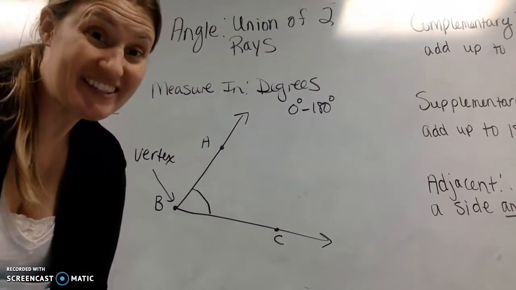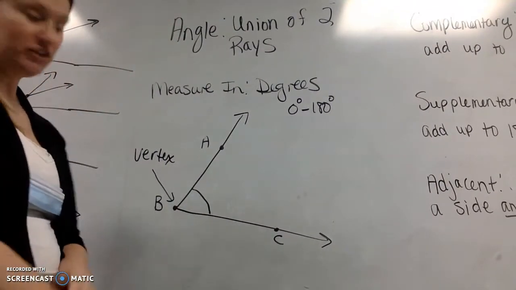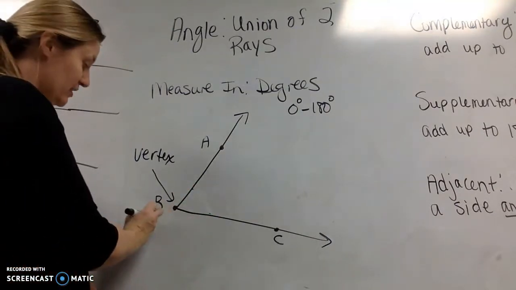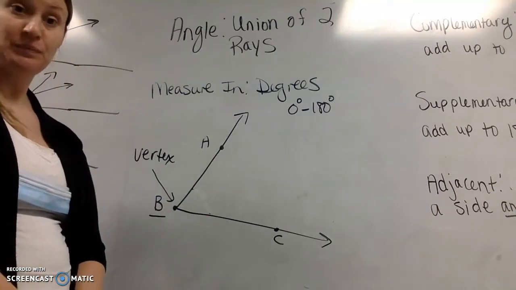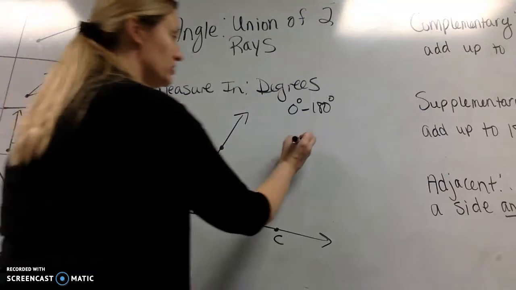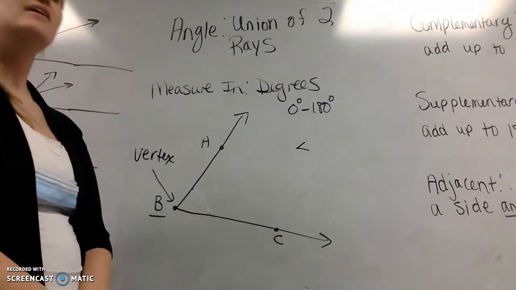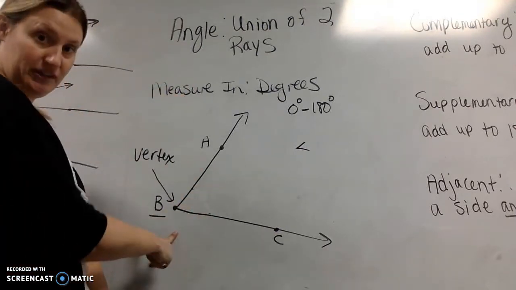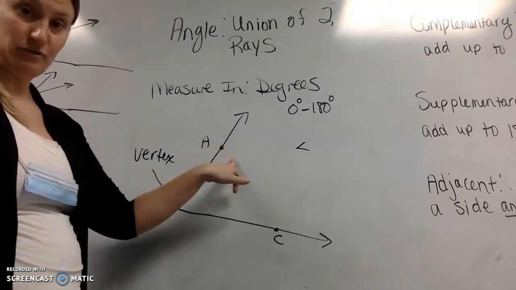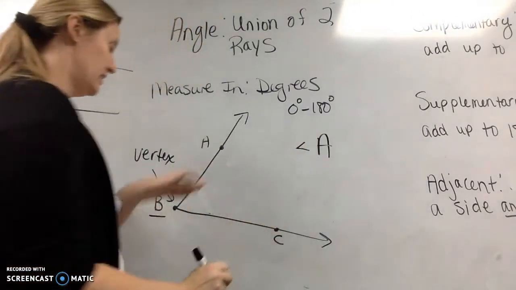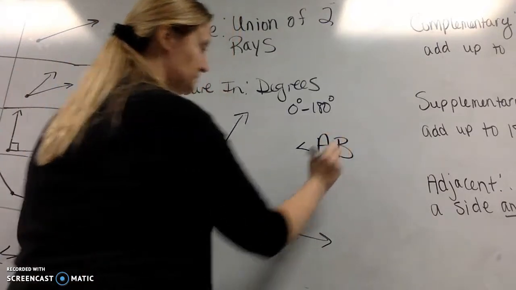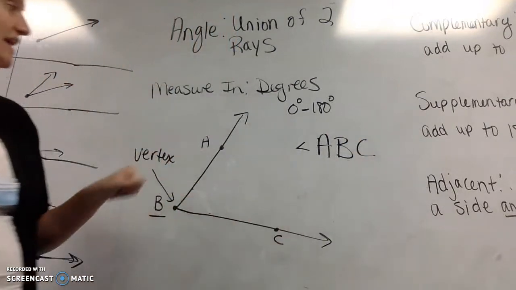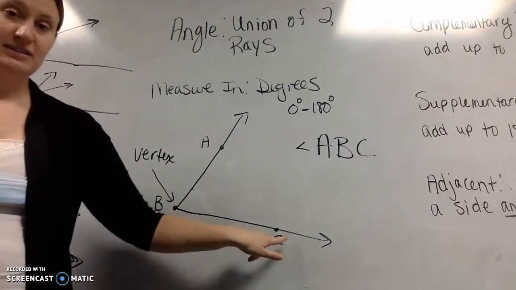Now, we have to name our angles. Okay? We have to give this angle a name. So what you want to do when naming an angle is mainly you're focusing on the vertex. Okay? First thing you're going to do is our angle symbol, which looks like a less than sign. And then to name it, you're going to use 3 letters. The vertex has to be in the middle. You have to use a letter from one ray. In this case, it's A. You put your vertex in the middle. And then you need a letter from the other ray, which is C. So this angle is called angle A, B, C.